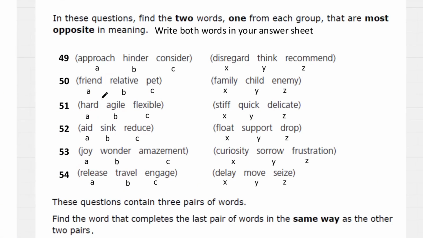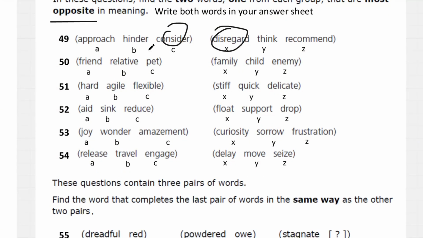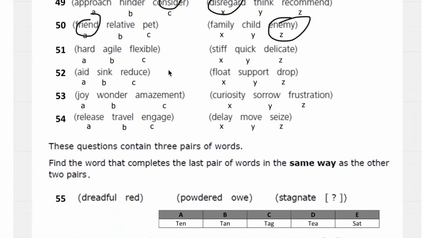Question number 49, most similar in meaning. We would get most opposite in meaning. If you consider someone's proposal or something, or you disregard, those are opposites. 50, we can get friend and enemy, for sure, those are opposites. 51, we get flexible and stiff. If someone's very flexible, they can do a lot of flips and stuff, but your muscles can be stiff.